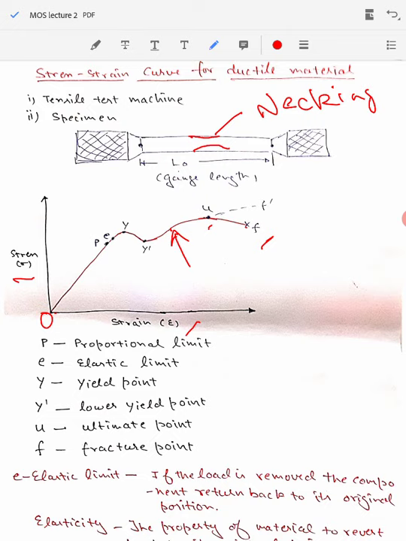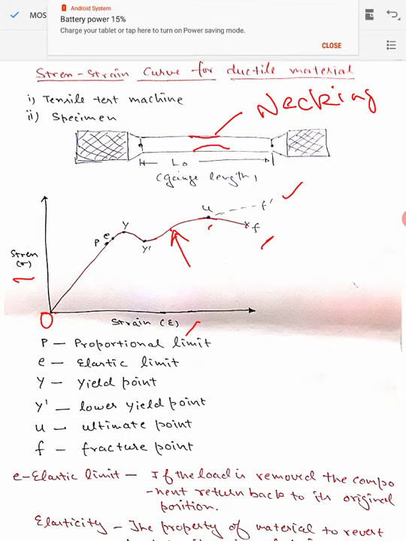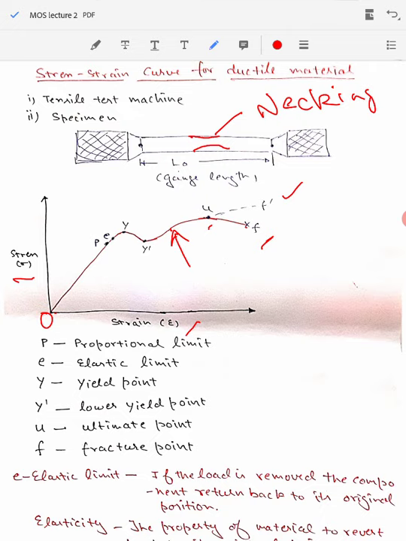But if you take the actual area, you will find that the reduced area will be there, and since stress is load divided by area, your F, the failure stress, will be higher on the basis of actual stress value in comparison to U. So this graph from U to F dash indicates the value based on the actual area of the component.